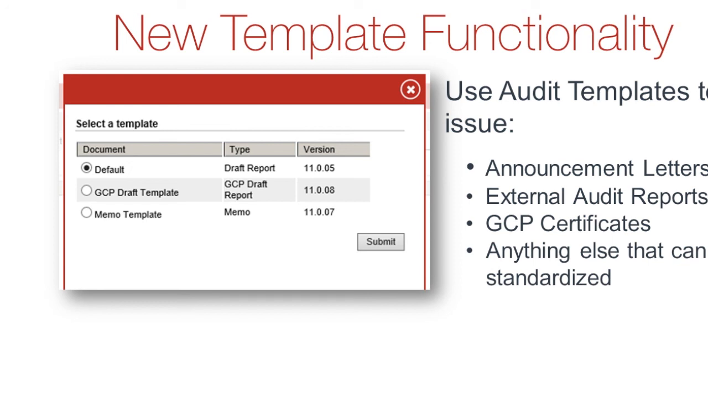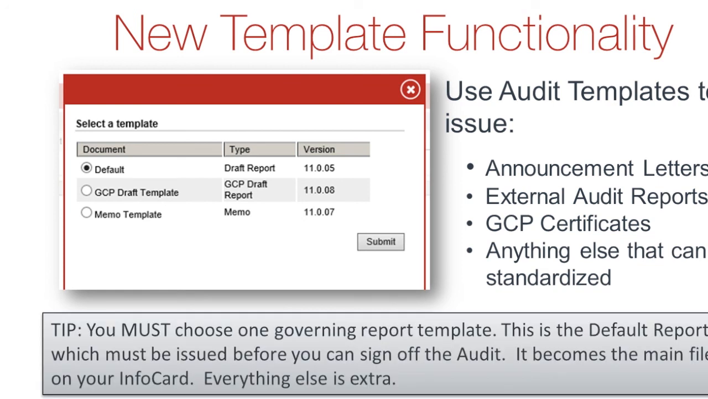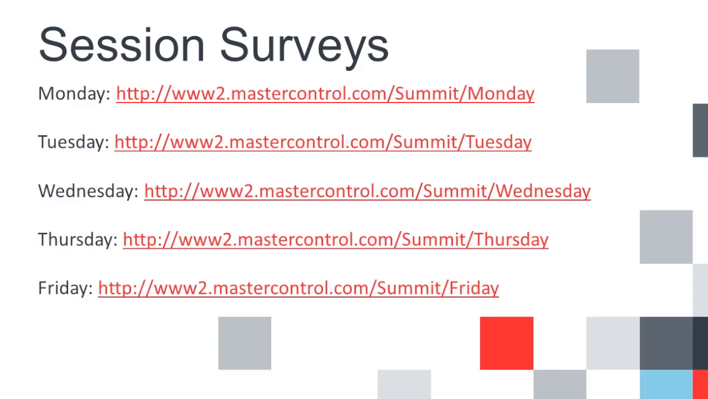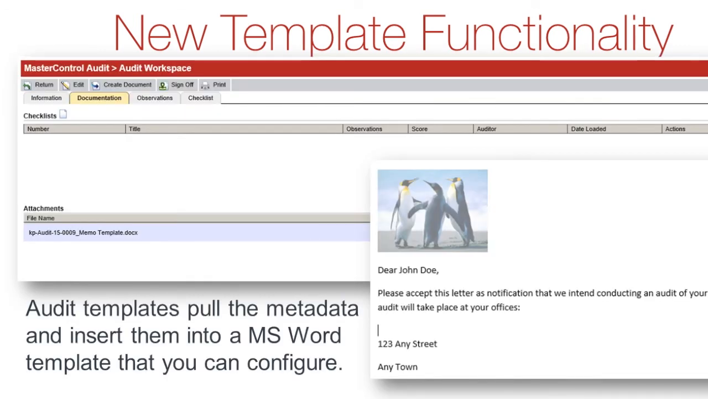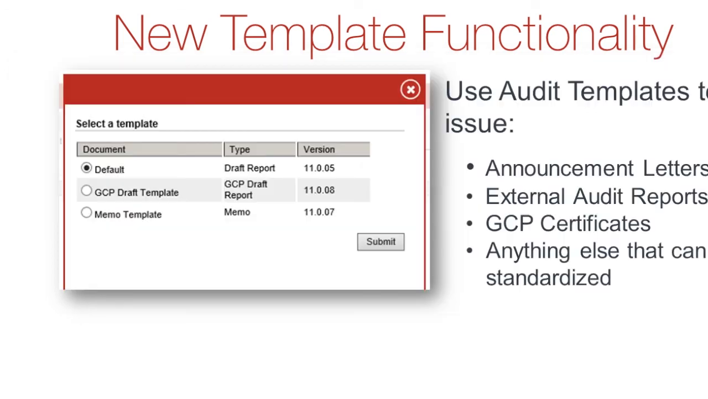It pulls all of those observations out of the workspace and makes a Word doc for you. It makes one that becomes the definitive governing main file. Everything else becomes extra. But it is really just a Word doc here that pulls all of that information in together. It can even sort it for you, so the critical observations are at the top, and the less critical are at the bottom.